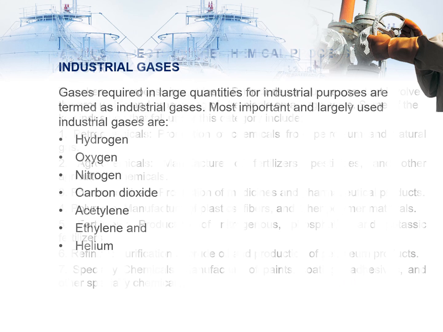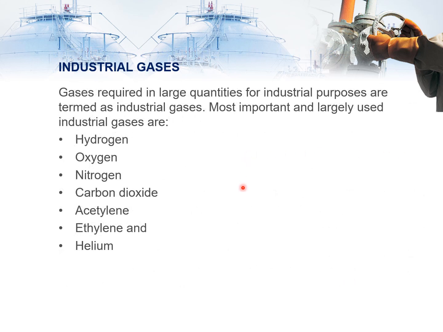Then we consider some of the industrial gases that are used in the chemical industry. So these gases are usually required in large quantities, and we have some examples of them. We have hydrogen, nitrogen, oxygen, carbon dioxide, acetylene, ethylene, and helium. These are a few of the gases that are used in the chemical industry to help chemical processes to run.